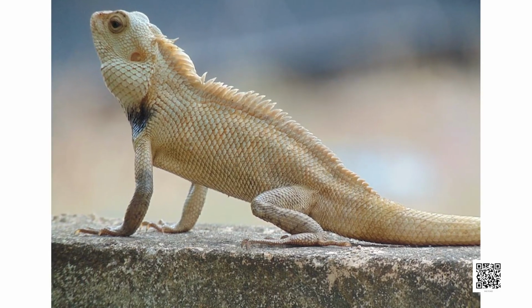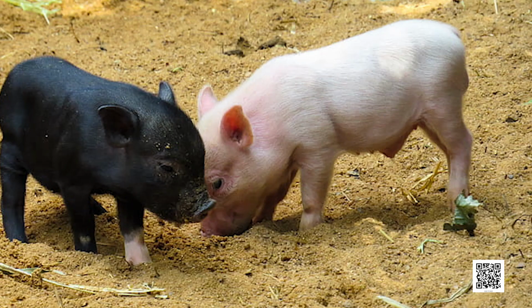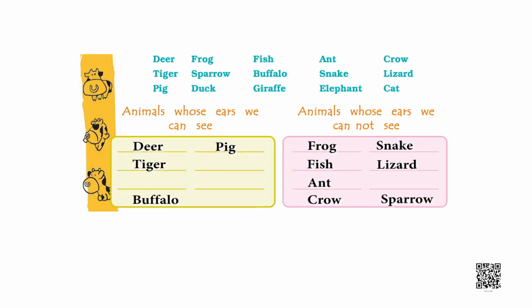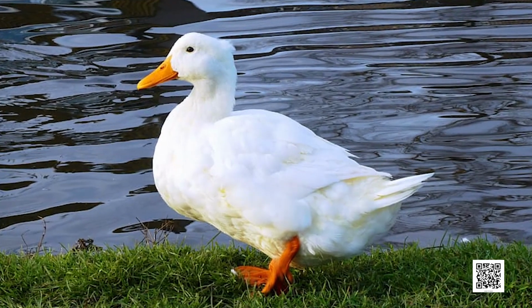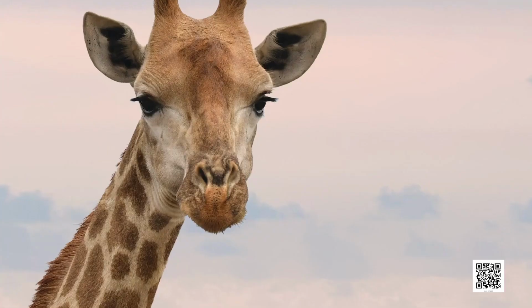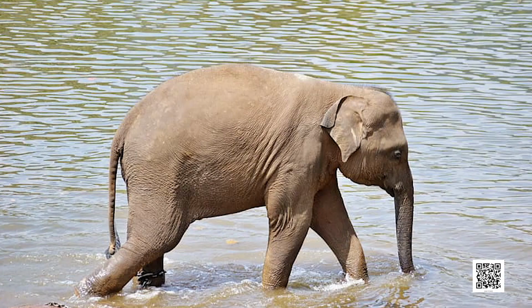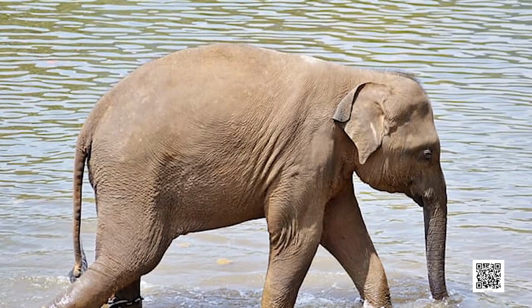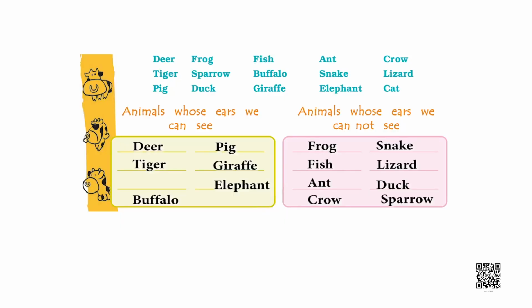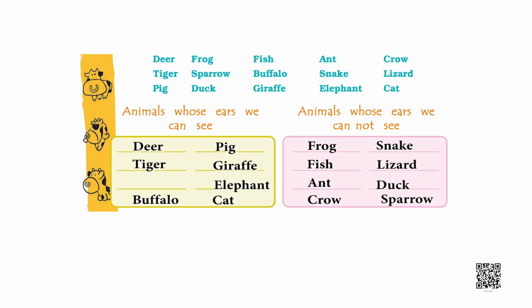Lizard, you cannot see the ears. Pig, you can see the ears. Duck, you cannot see the ears. Giraffe, you can see the ears. Elephant, we can see. It's too conspicuous, it's so big. You can very well see the ears of the elephant. Cat, you can see the ears of a cat.